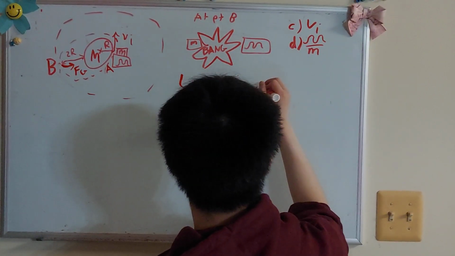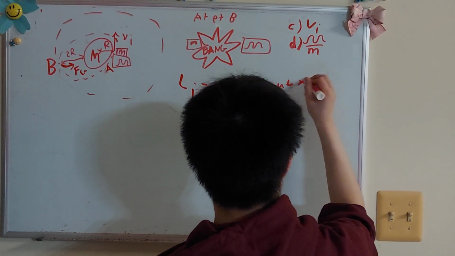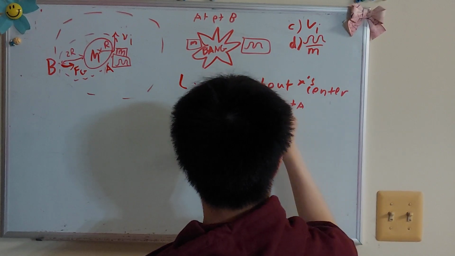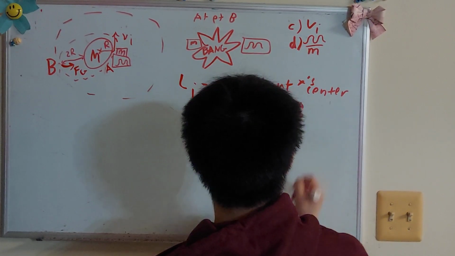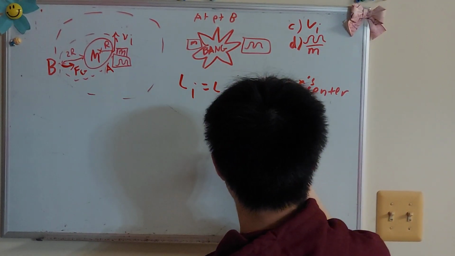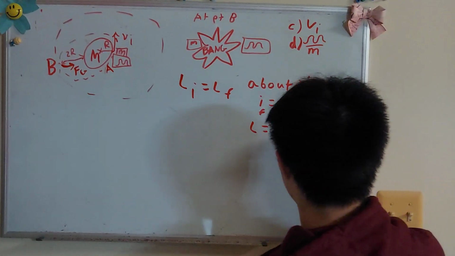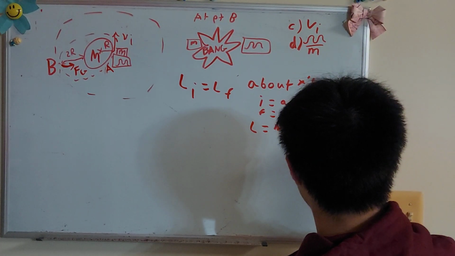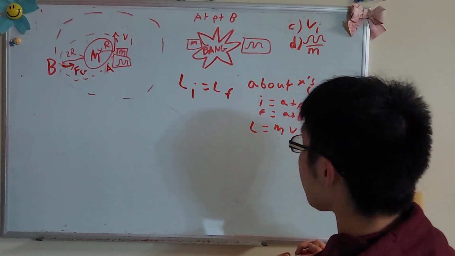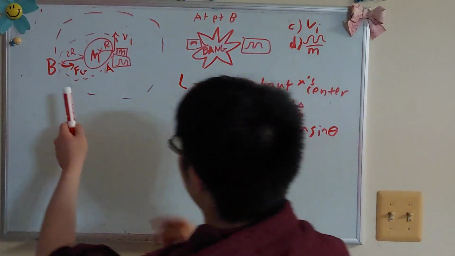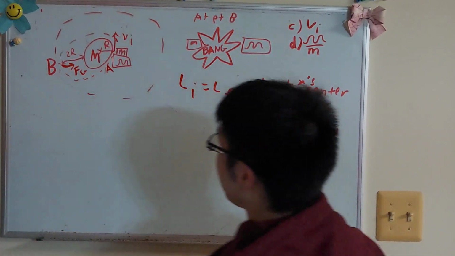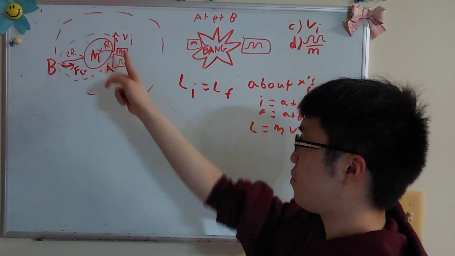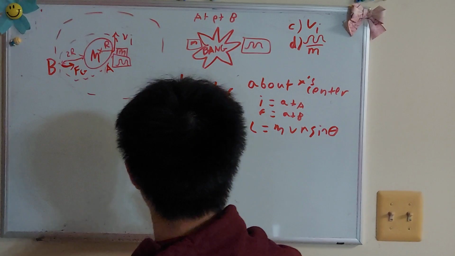So then let me just write this down about X's center. And what I mean by I and F: I is at A and F is at B. Now we know that angular momentum can be calculated by the mass of something times its linear velocity times its distance between that mass and the axis of rotation times sine of the angle between that distance and its linear velocity. At both points, its linear velocity is going to be tangential to whatever distance it is away from the planet. It's a right angle because it's tangential, and we're told that in the problem.